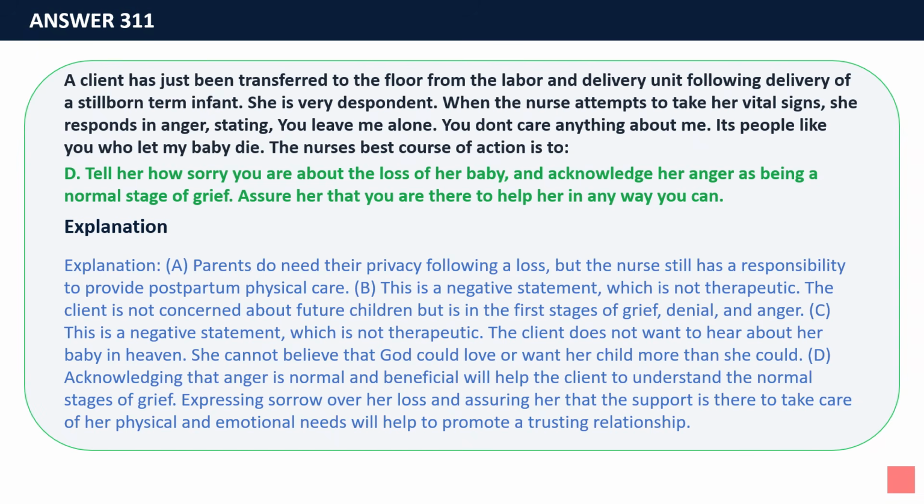C. This is a negative statement, which is not therapeutic. The client does not want to hear about her baby in heaven. She cannot believe that God could love or want her child more than she could. D. Acknowledging that anger is normal and beneficial will help the client to understand the normal stages of grief. Expressing sorrow over her loss and assuring her that the support is there to take care of her physical and emotional needs will help to promote a trusting relationship.